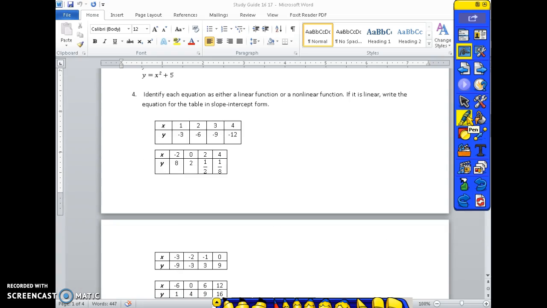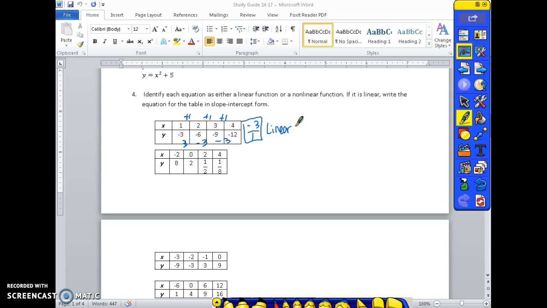Identify each equation as either linear function or nonlinear function. If it's linear, write the equation for the table in slope-intercept form. The first one, we're going up 1 each time for our x, and we're subtracting 3 each time for our y. So our slope is negative 3. That means that it is linear because it has a constant rate of change.